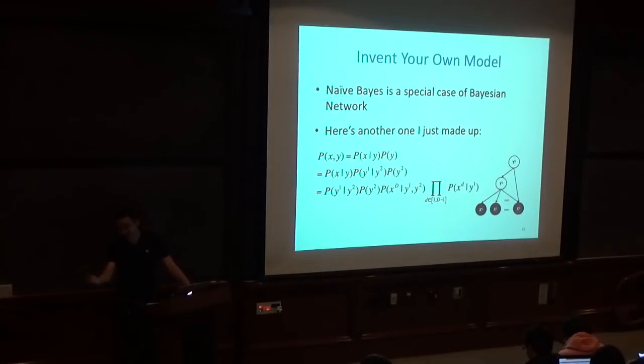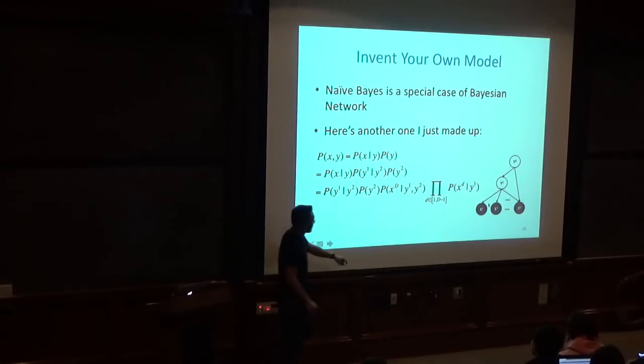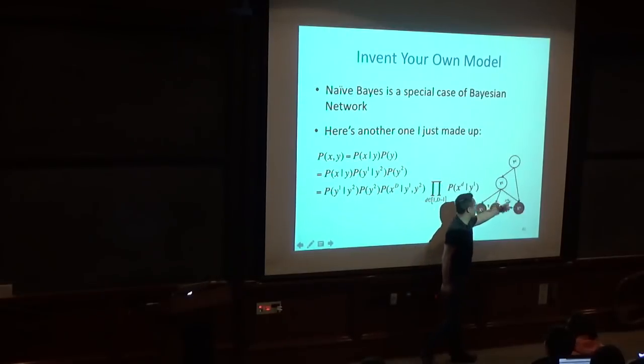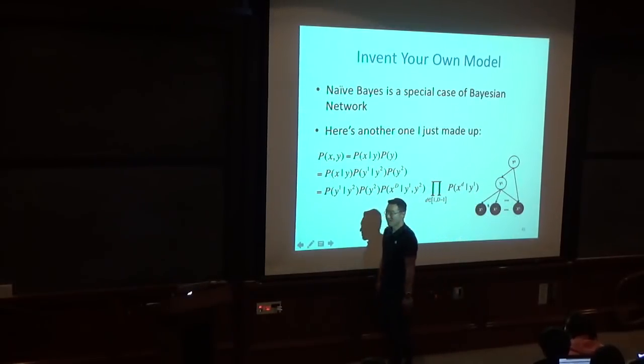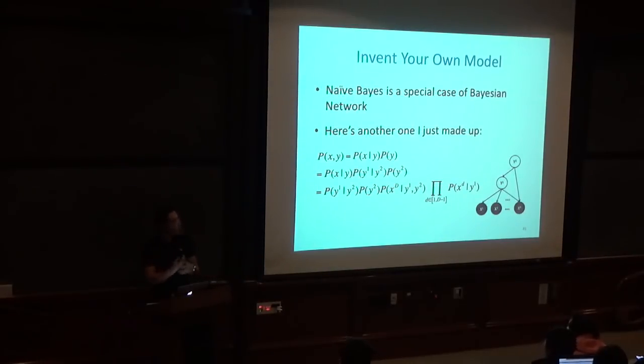You can invent your own model. So here I have two y's, a y1 and a y2. Y2 depends on y1. All the x's depend on both y1 and y2. If each of these arrows is a lookup table, then again I could use the same mathematical tools that we use to derive naive Bayes. We can derive this model.